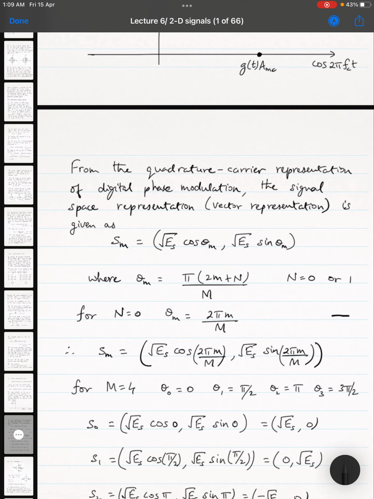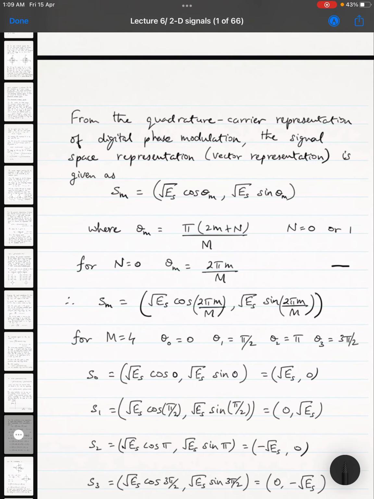Now we can calculate what these values will be and see what the constellation of the signals will look like in the geometric representation for different values of m. Again, we know from our earlier discussion that theta m can be given by this expression, and we can choose the value of n as either 0 or 1. So let's start with 0. When we make n equal to 0, we get theta m as simply 2 pi small m by capital M. And that gives us our signal representation as square root of ES multiplied with this cosine term and square root of ES multiplied with this sine term.